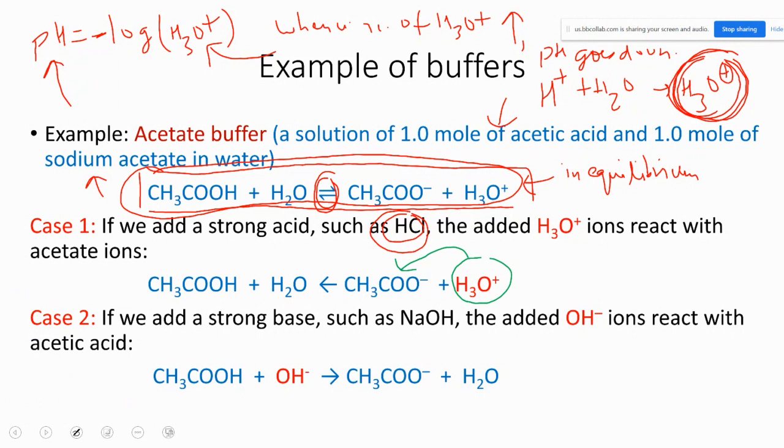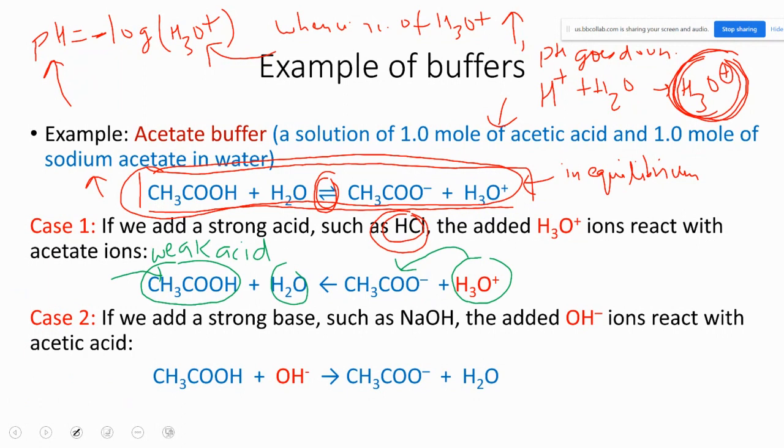And then look at that, the extra H3O plus that I've added is going to react with that, and I'm going to get my water and acetic acid back. And we know that acetic acid is a weak acid. And that's why adding HCl to this solution does not change the pH of the solution drastically, right? Or in other words, it maintains the constant pH of the solution. So I hope this is making sense.